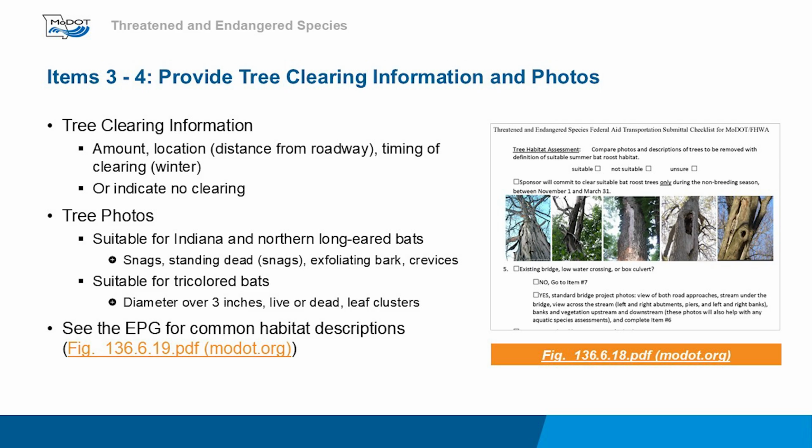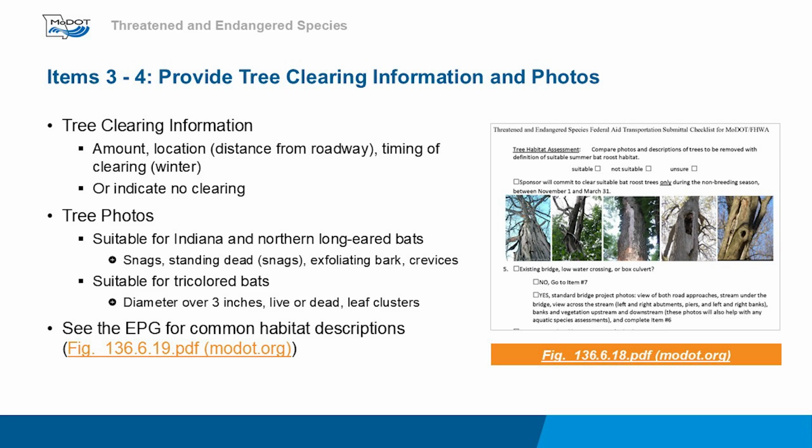The most common issue you will evaluate is the clearing of trees and any impact that may have on protected bat species. If your project involves tree removal, you will need to indicate the amount of tree clearing in acres, the location of all proposed tree clearing, including the maximum distance that clearing will occur from the existing roadway, and the proposed timing of tree clearing activities.